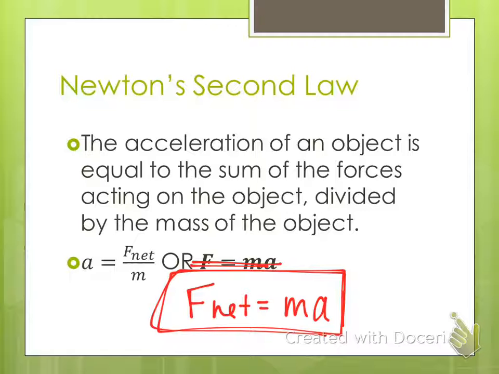Acceleration of an object is equal to the sum of the forces, that's the net, divided by the mass. So have the actual law, and then we rearrange it to say this. So net force, which we just worked on a little bit ago, can also be equal to mass times acceleration. So we're going to do some substitution in this chapter, substituting our equations.